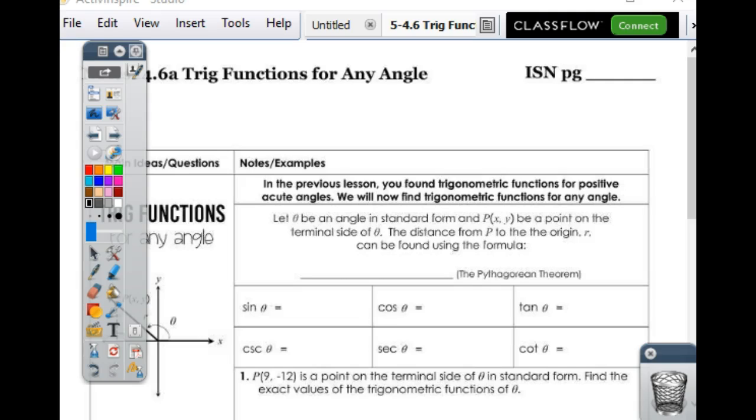So we're going to back up and talk about just some right triangles. Use the Pythagorean theorem to find r. When we do the unit circle, the radius is always 1, because it's a unit circle, 1 unit. So this would be x squared plus y squared equals 1. But if we don't know the radius, then we have to find it.